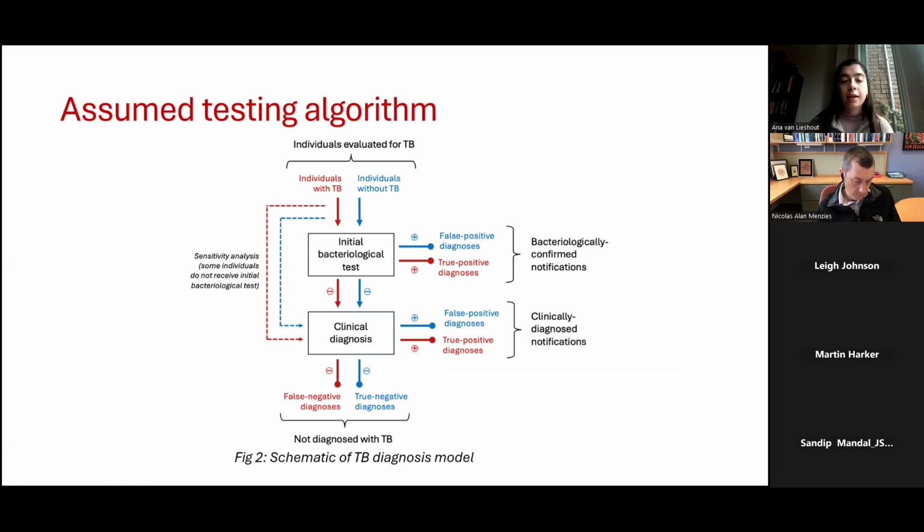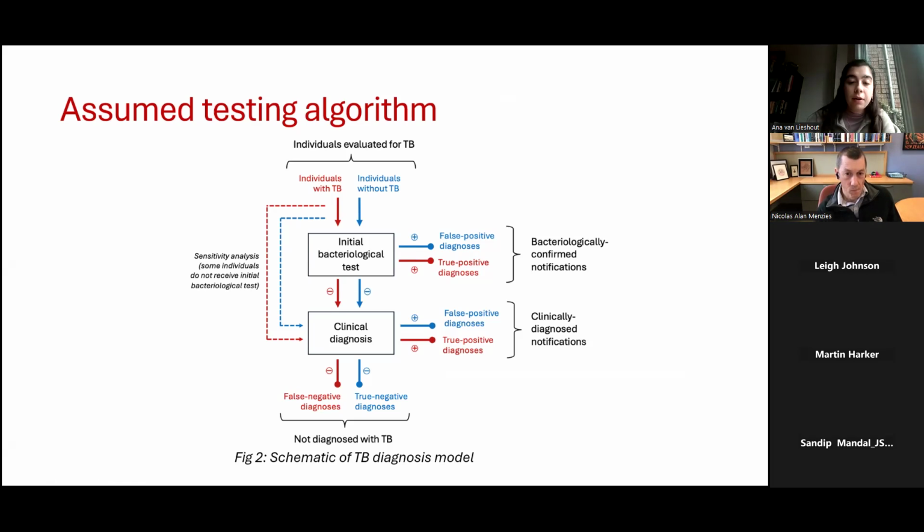Depending on your underlying disease status, your diagnosis might actually be correct or incorrect. So that is kind of shown with the red and blue arrows across. So people that have TB that got an initial positive test result from the bacteriological test are considered true positive diagnoses. So that's this group. And those that did not have TB but actually got a positive diagnosis are the false positive diagnoses.